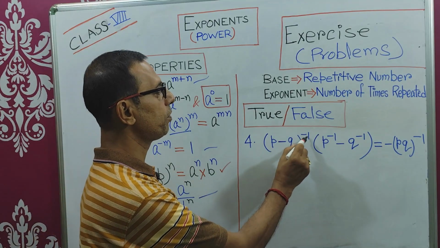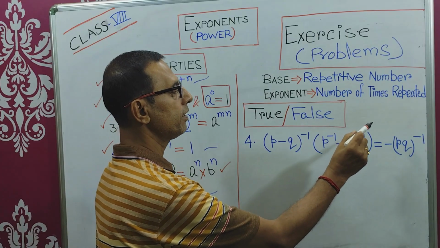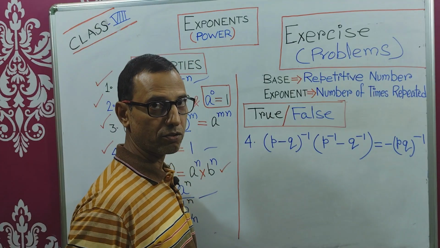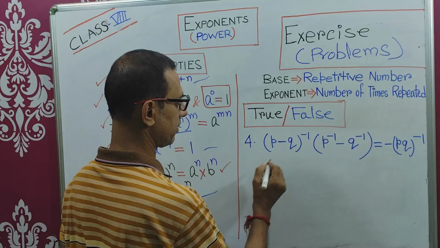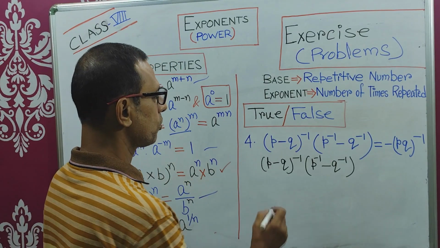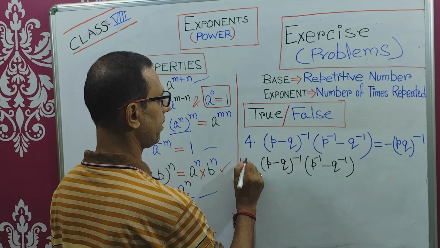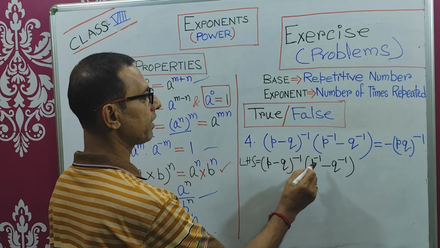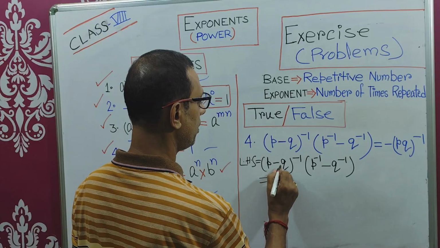Okay, so another true false assessment. P minus q whole to the power minus 1 into p to the power minus 1 minus q to the power minus 1 is equals to minus pq whole to the power minus 1. Whether it's a right or wrong statement, true or false statement, right? Let's evaluate the left side. Let's assess that. How can we represent the left hand side? LHS, left hand side, equals to p minus q whole to the power minus 1 into p to the power minus 1 minus q to the power minus 1. How can we write it down?